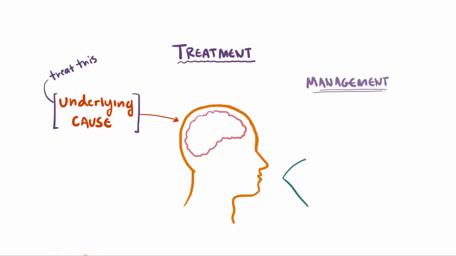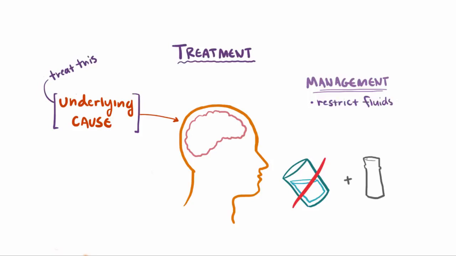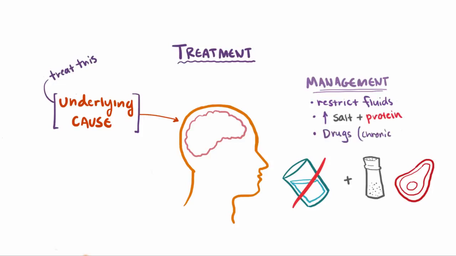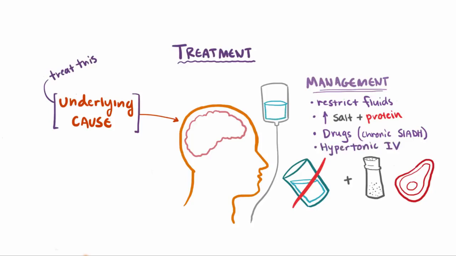Otherwise, we can manage SIADH by restricting your daily intake of fluid. You can also start a high salt and high protein diet to help replace the excess loss of sodium. Drugs that inhibit ADH secretion can also be used in chronic SIADH situations. For people who have really severe acute hyponatremia symptoms, hypertonic IV fluids are usually administered.